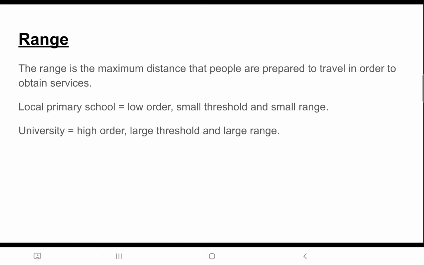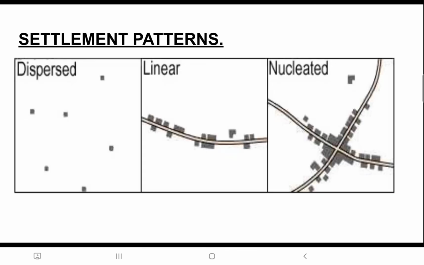If you remember the examples of education, the local primary school is a small range because you don't want to travel too far to it. The university is high range, large range, because people will travel a long way to get there. You also will need to know your settlement patterns. Now we've got 3 settlement patterns here. We've got dispersed, we've got linear, and we've got nucleated. And you need to know what all of these mean.